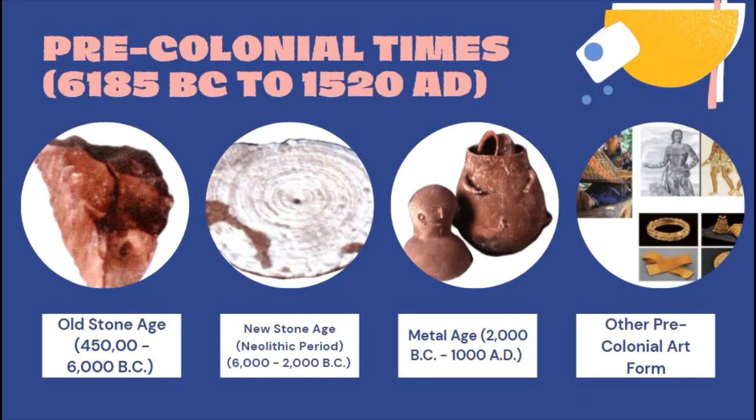Next, we have the Metal Age. So this happened during 2000 BC to 1000 AD. If you could also notice, yung picture na nandyan, they use metal as earthenware pots. And also, you can see na yung mga metal na ito ay pinorm nila into different human figures or also different faces. So this kind of craftsmanship is what we call a high level.